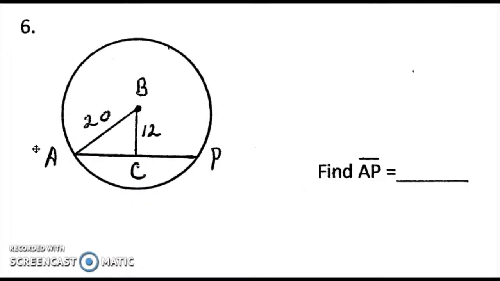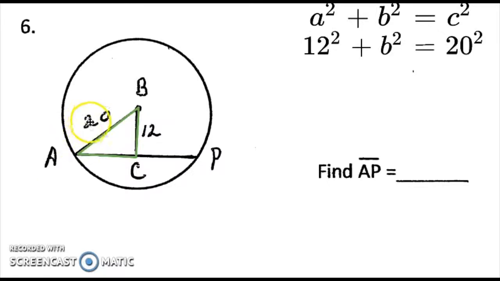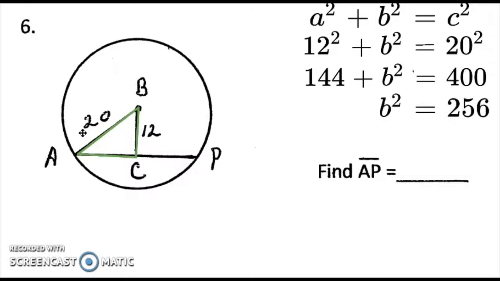Number 6. Again, we have a right triangle here. So looking for AP, we're going to use the Pythagorean Theorem again. So A squared plus B squared equals C squared. We have 12 being A and 20 being C. So now we square both the numbers. So 12 squared is 144, 20 squared is 400. Subtract both sides by 144, you get B squared equals 256. Now to find AC, you take the square root, which is 16.